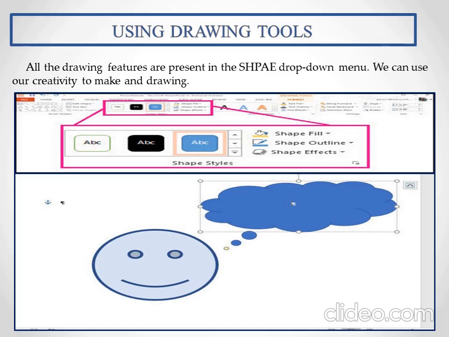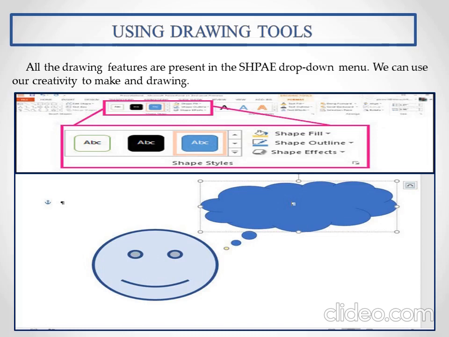So how do we do it? As usual, go to the shape option, choose whatever shape you want, click it, drag it, and likewise you can choose shape after shape. Have an idea what kind of thing you want to do and insert it inside, outside, wherever you want, and you can create a beautiful drawing.